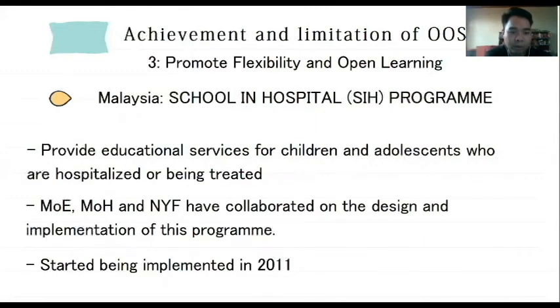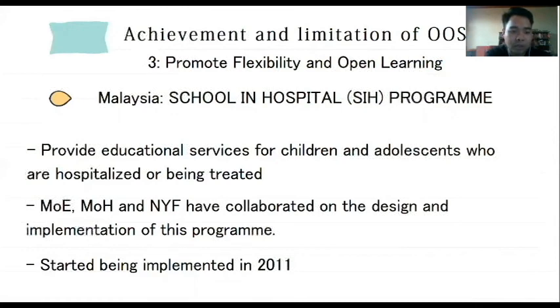School and hospital programs projected in Malaysia. The program is one of Malaysia's innovative programs for reaching marginalized children with health conditions. It aims to provide educational services for children and adolescents that are hospitalized or being treated. These were established to ensure that continuous learning can be done in a systematic manner inside the hospital by providing an environment conducive for teaching and learning to ensure the readiness of children and adolescents, even while they are being treated.